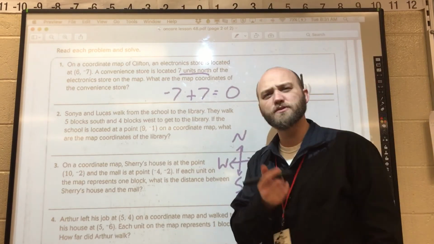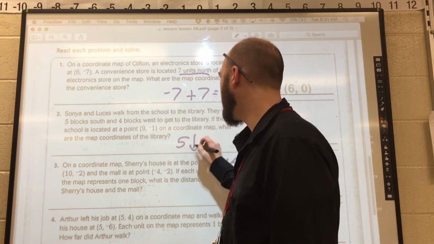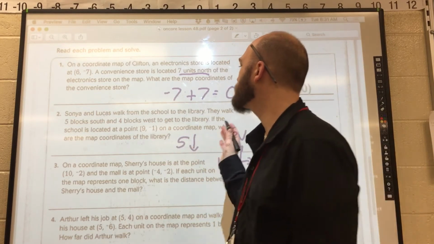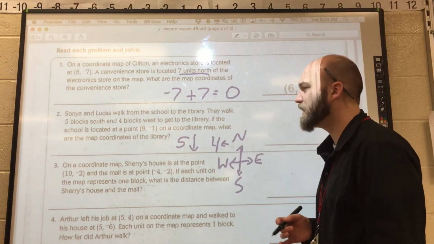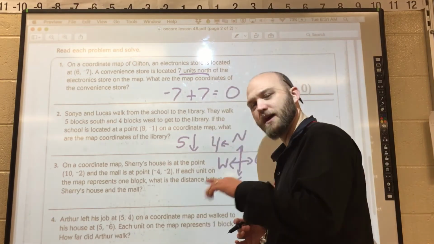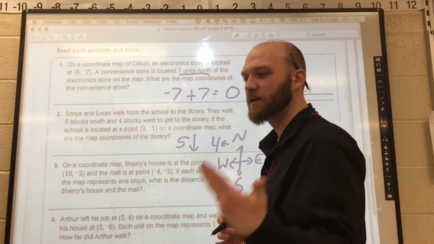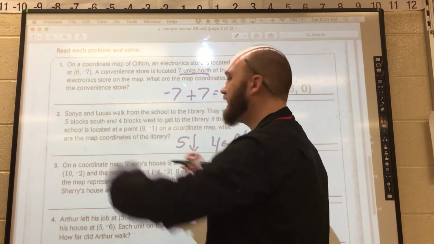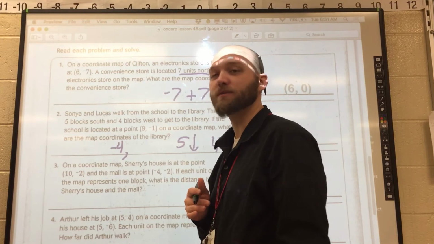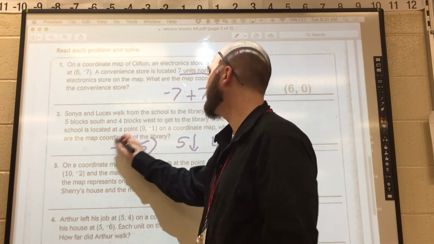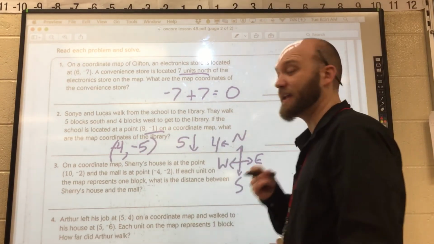So let's look at 2 more of those just to help you out. Sonia and Lucas walk from school to the library. They walk 5 blocks south and 4 blocks west. So what we're really talking about is 5 blocks south, that's down, and 4 blocks west, that's left. So on our coordinate grid, our x-axis is going to be left, -4, and we're going to go down 5, which is a -5. That's what we're moving.